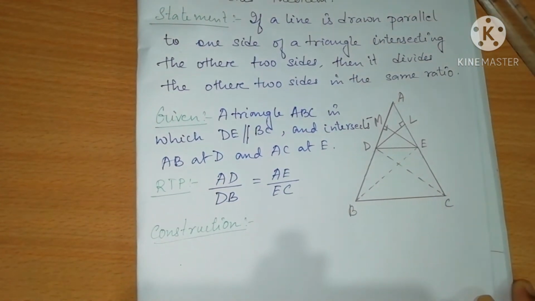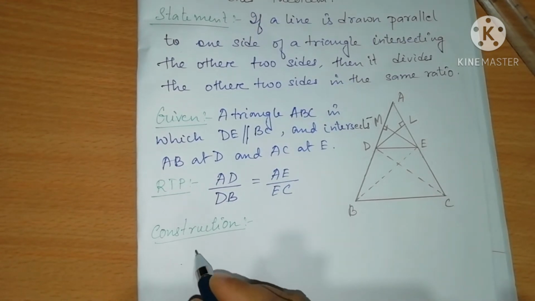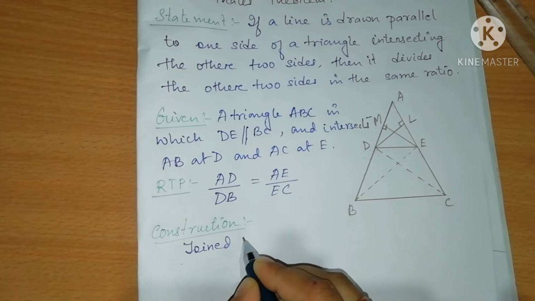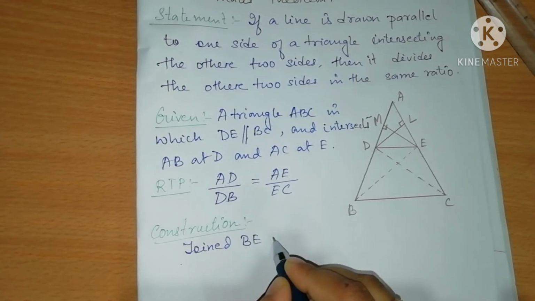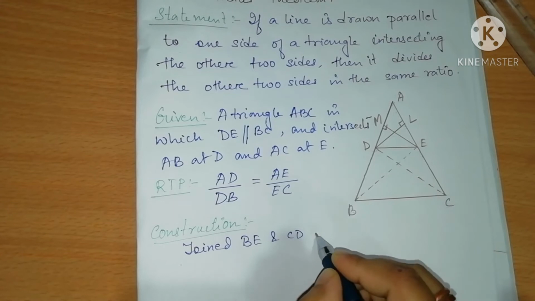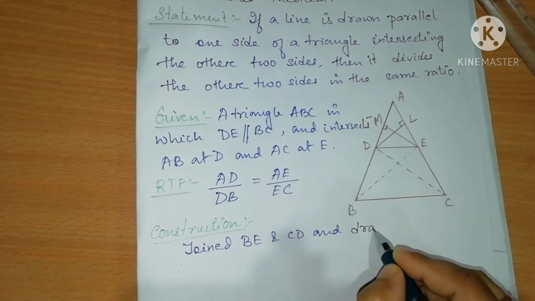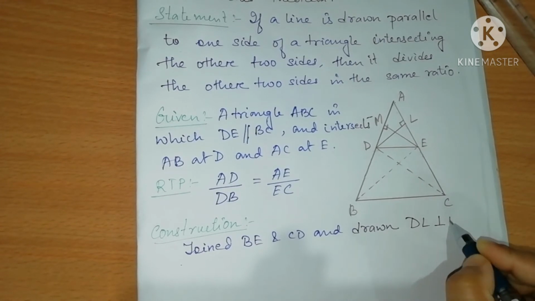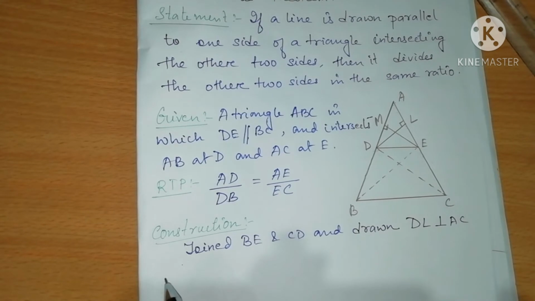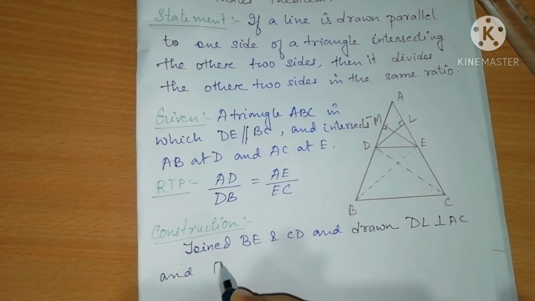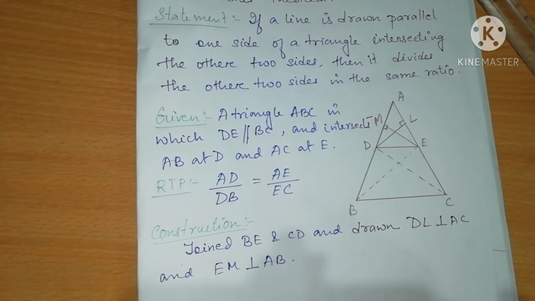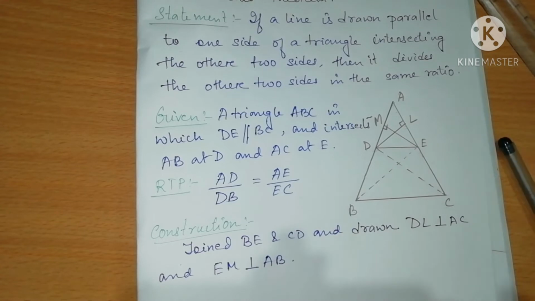So construction: joined BE and CD, and drawn DL perpendicular to AC, EM perpendicular to AB. So we'll start our proof.